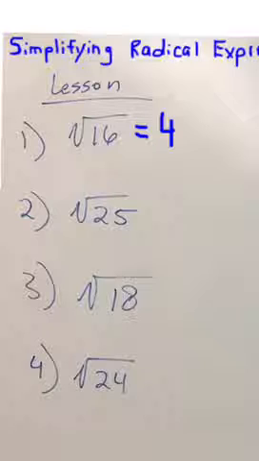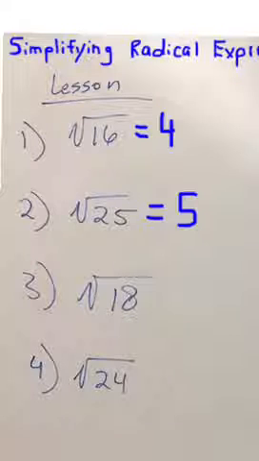So then we go down to number 2. You've got this. Number 2, square root of 25 is 5, all right? Now, those are the easy ones. The harder one is next, all right?